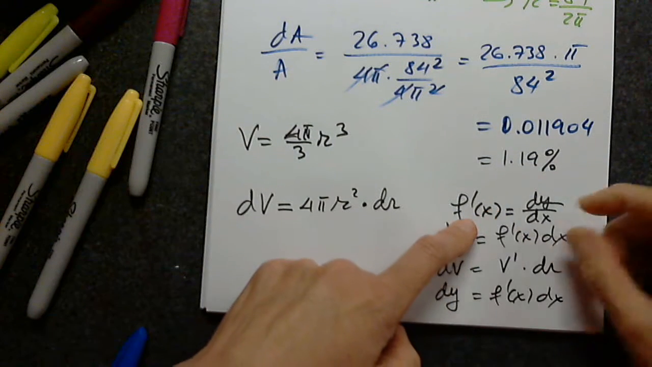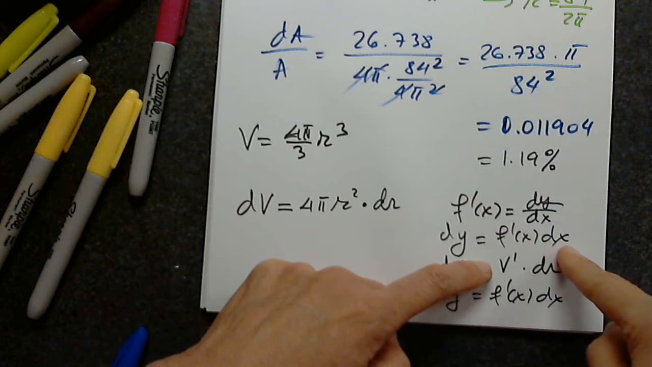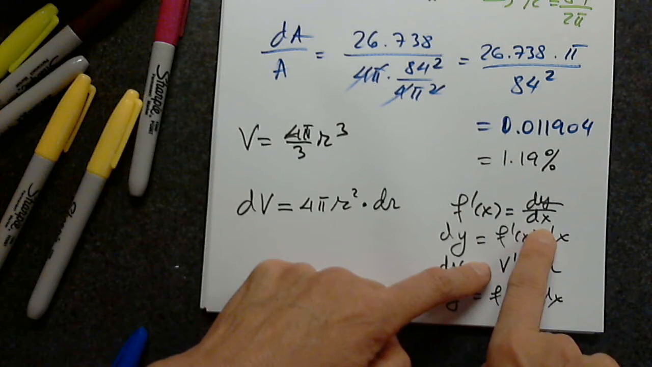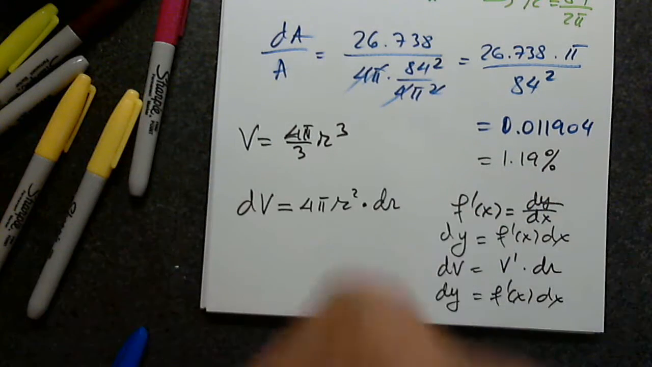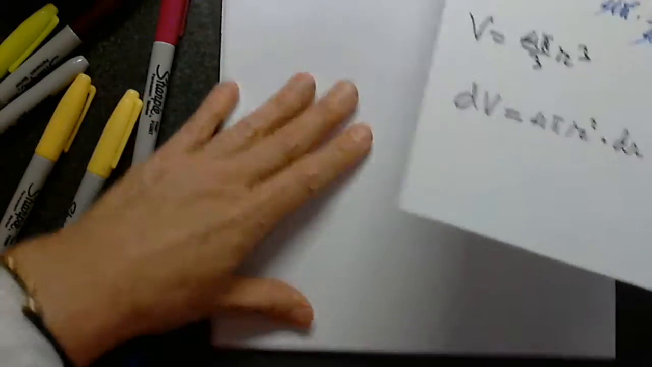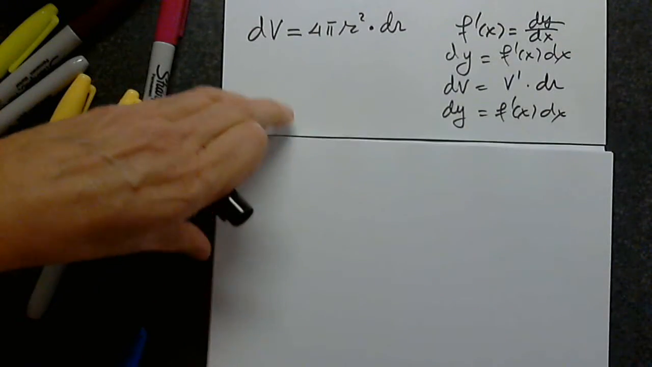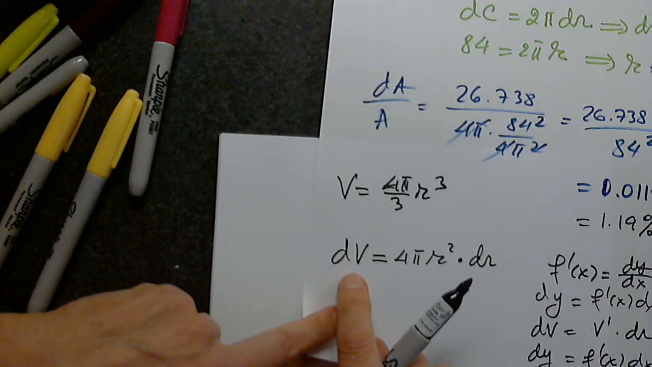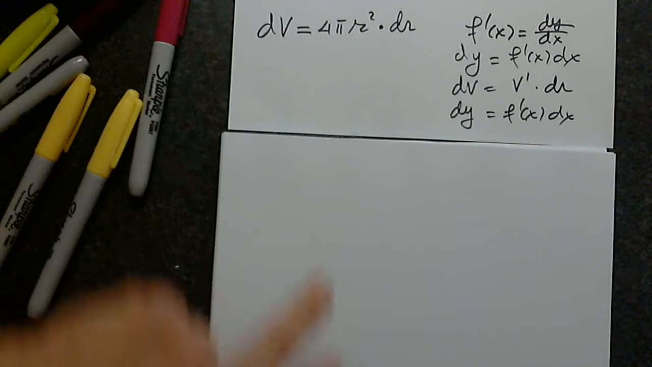So when I'm asked f prime, I'm asked for this ratio. When I'm asked to find dy, I'm asked for this product: f prime times dx. If I'm asked this, then I'm asked to find this ratio. Student: Are we always going to use radius as the variable in respect to? Yes, because it's the only variable in V. Let me show you the difference.